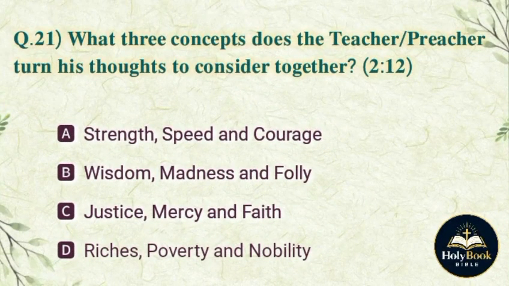Question: What three concepts does the teacher turn his thoughts to consider together? Options: A. Strength, speed and courage. B. Wisdom, madness and folly. C. Justice, mercy and faith. D. Riches, poverty and nobility.